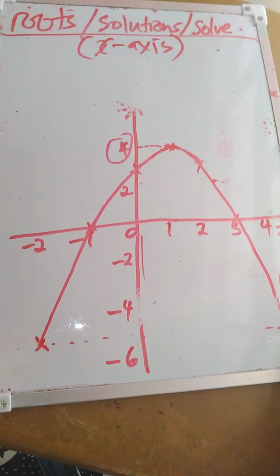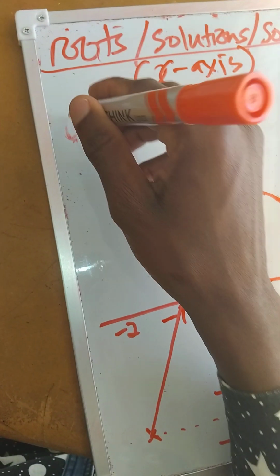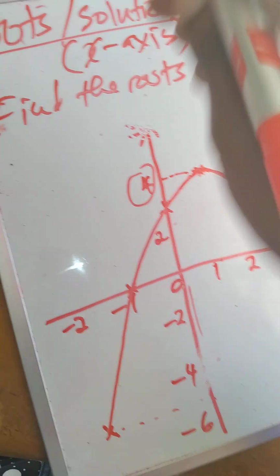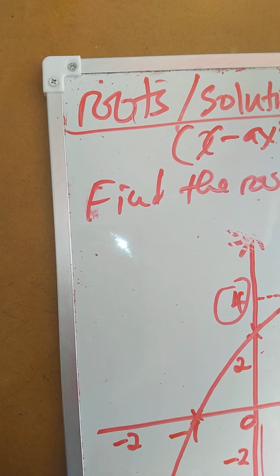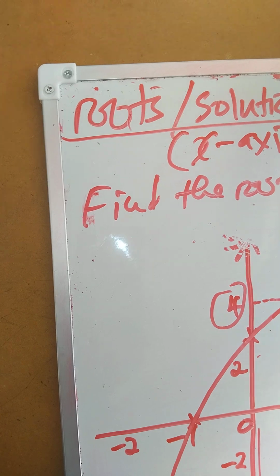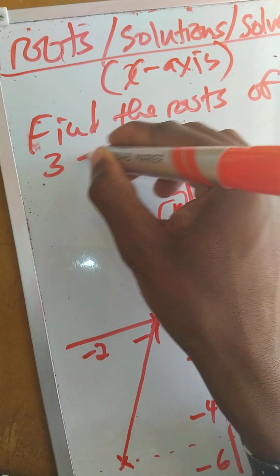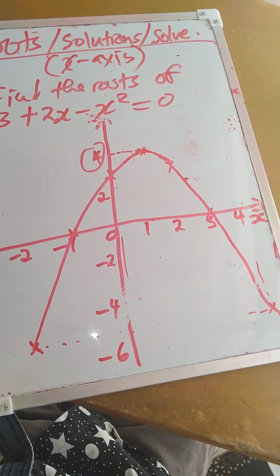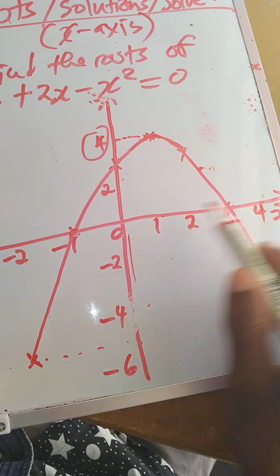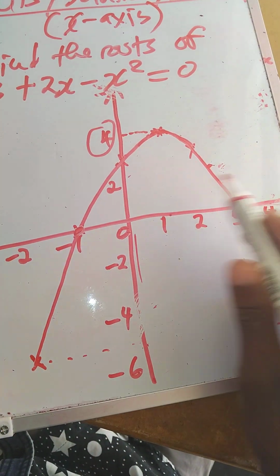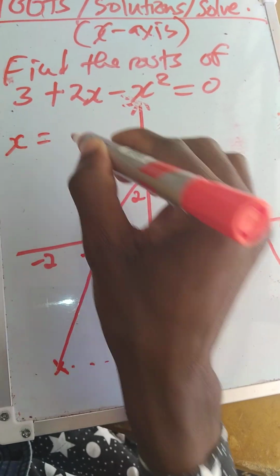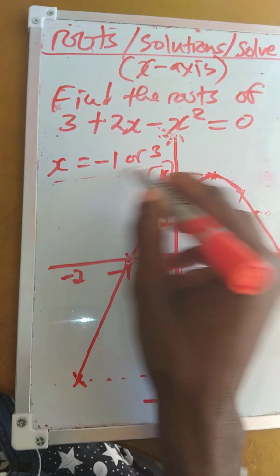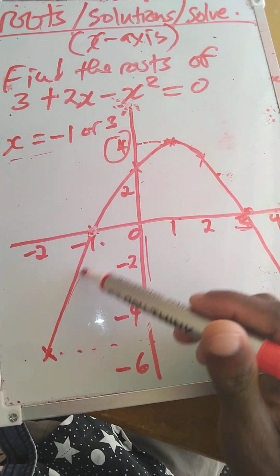So what is the root of this one? Sometimes we find the roots of this graph, so the equation 3 plus 2x minus x squared is equal to 0. This means where our graph crosses the x-axis, here and here. So x is equal to this value, which is -1, or this one, which is 3. So those are the roots, where our graph crosses.